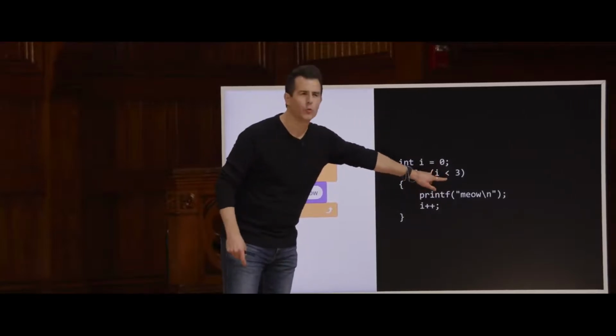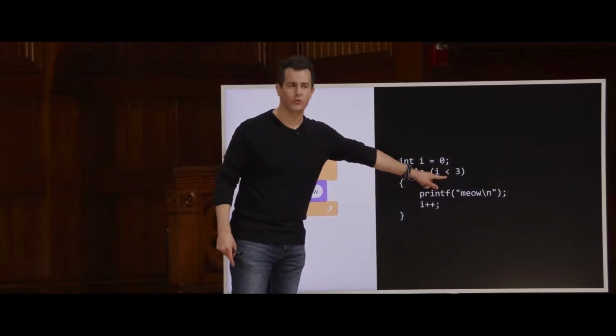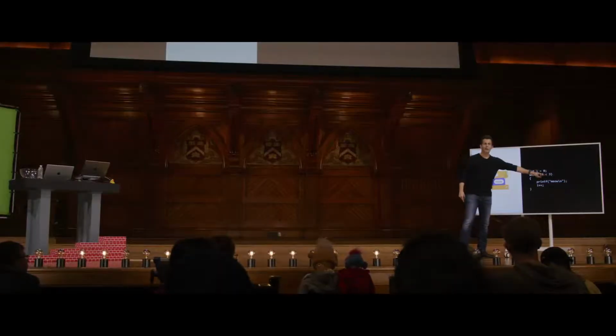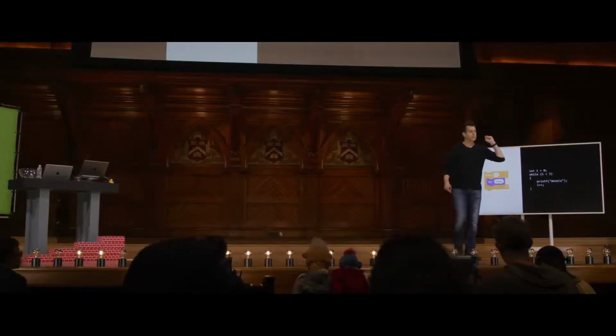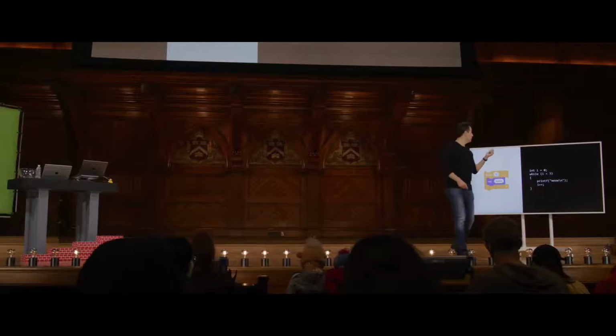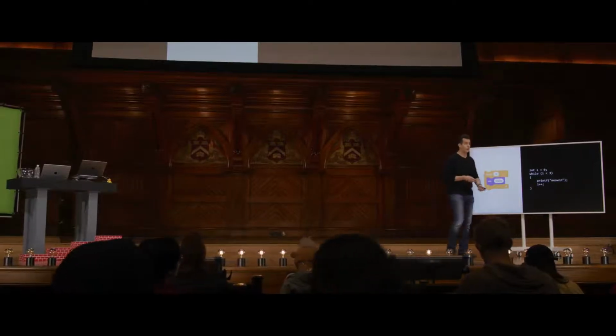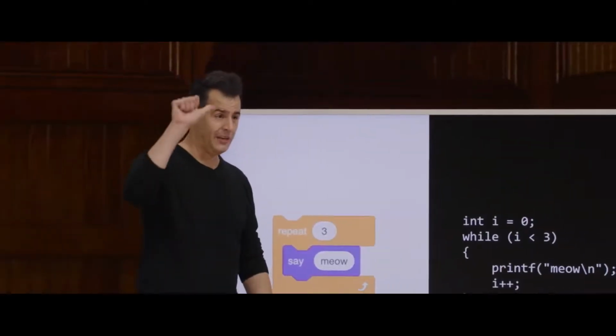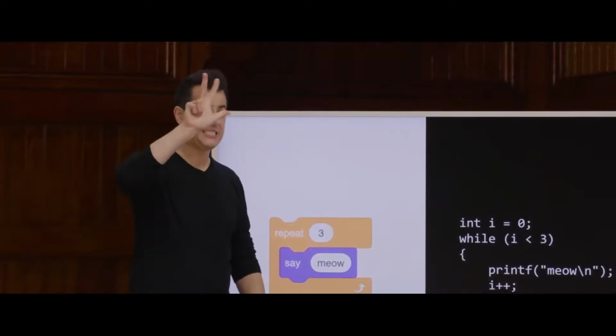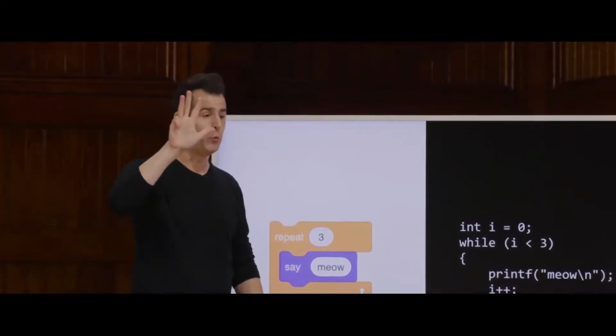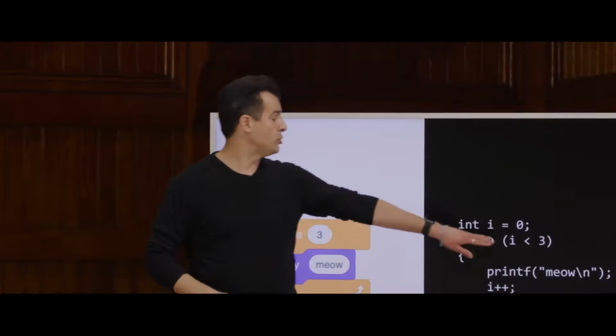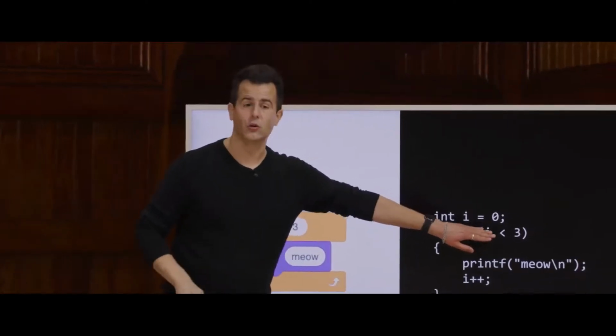So it would be incorrect to change this to less than or equal to 3 here. What would happen if I changed the less than to less than or equal to? Yeah, it'll meow a 4th time, in fact, total, right? Because you'll start at 0, then 1, then 2, then 3. And less than or equal to 3 will give you the 4th time. So we do want it indeed to be just a single less than.